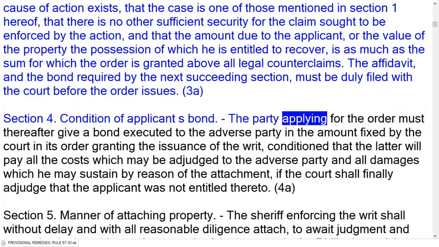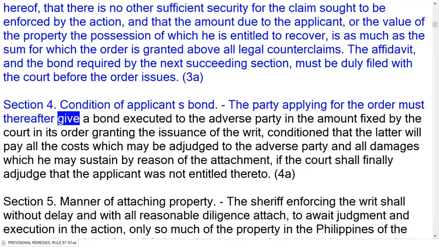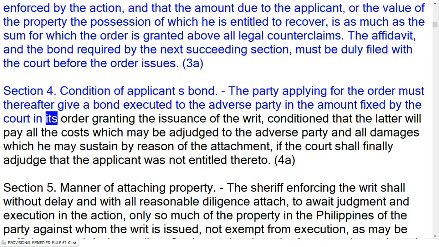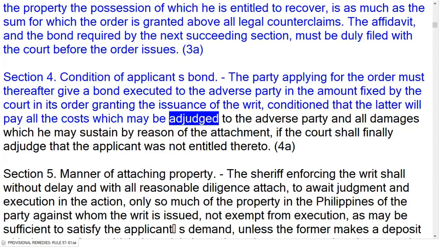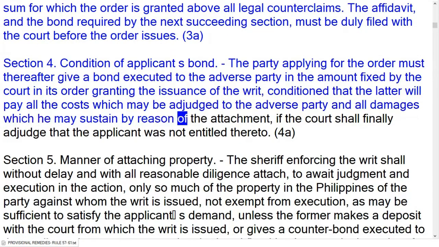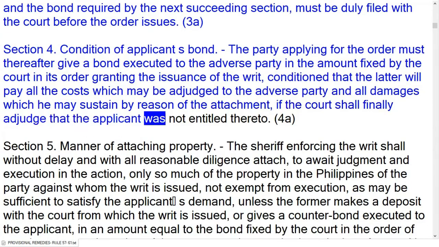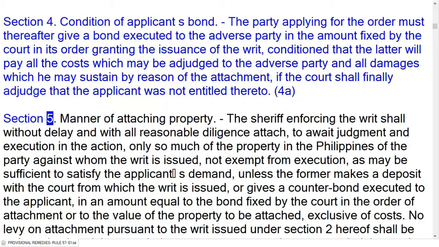The party applying for the order must thereafter give a bond executed to the adverse party in the amount fixed by the court in its order granting the issuance of the writ, conditioned that the latter will pay all the costs which may be adjudged to the adverse party and all damages which he may sustain by reason of the attachment, if the court shall finally adjudge that the applicant was not entitled thereto. Section 5. Manner of attaching property.